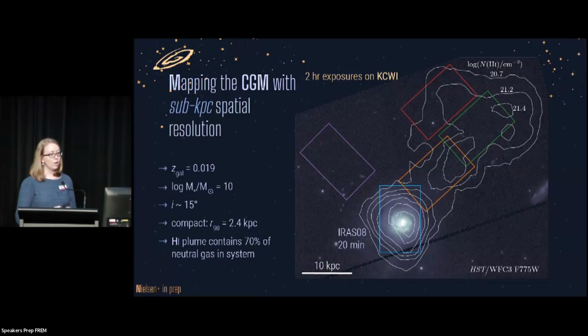3 of them are on this H1 plume, so we were looking to see if we could see accreting material in this ionized gas. And then we also have a 4th pointing off of the H1 plume as more of a control field to see if the gas that we happened to observe on this plume was only associated with the plume or was more of a CGM component.